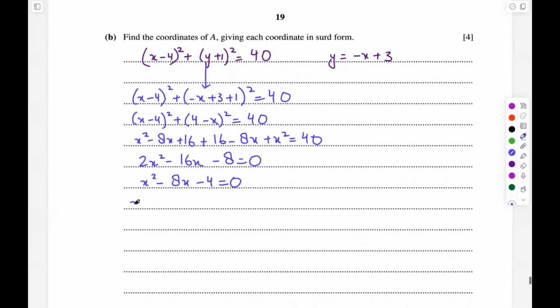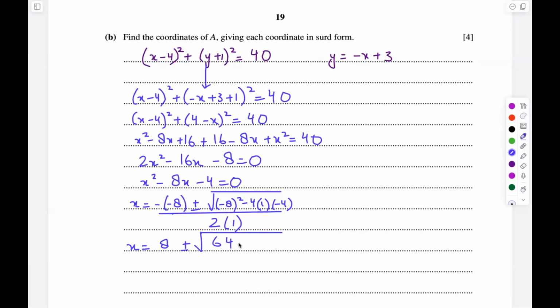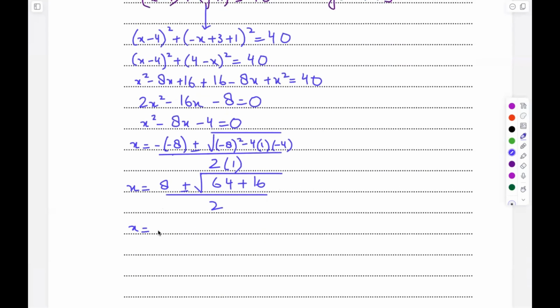Now, using the quadratic formula to find the value of x, we'll get minus b, so this is minus minus 8, plus minus square root of b squared, so b is minus 8 whole squared, minus 4ac, so a is 1 and c is minus 4, upon 2a, which is 2 times 1. Simplifying this, we'll get 8 plus minus square root of 64 plus, so 4 times 4 is 16, upon 2. We can write this as x equals 8 plus minus square root of 80 upon 2.